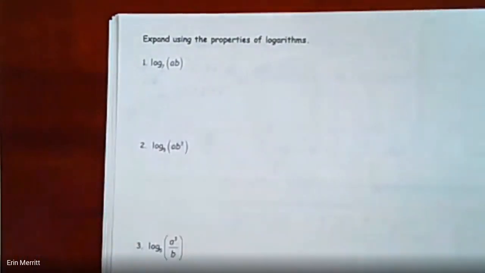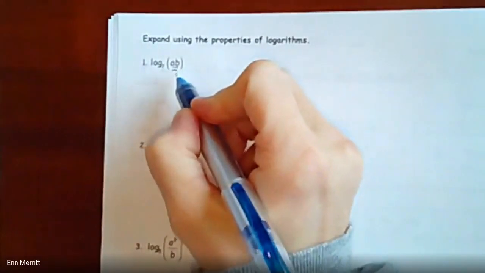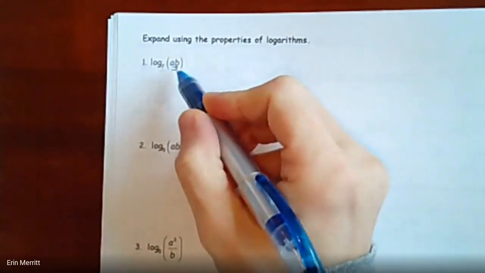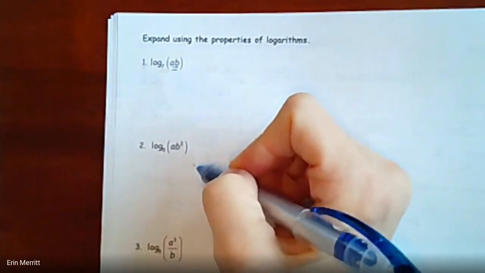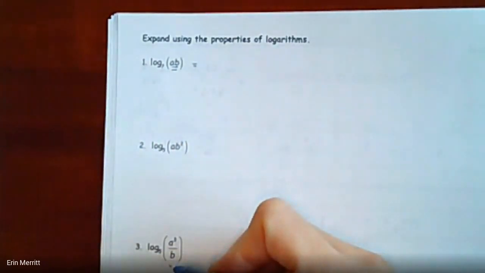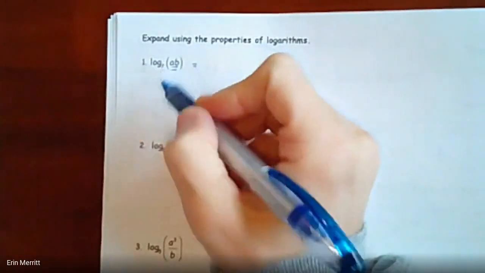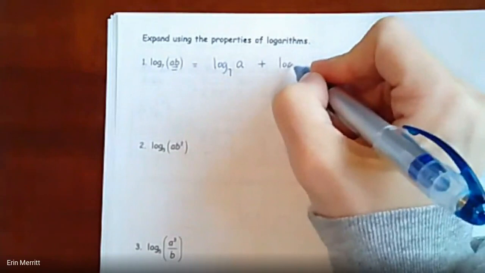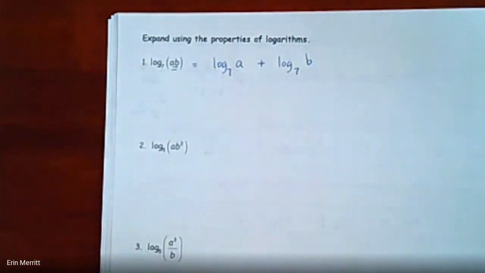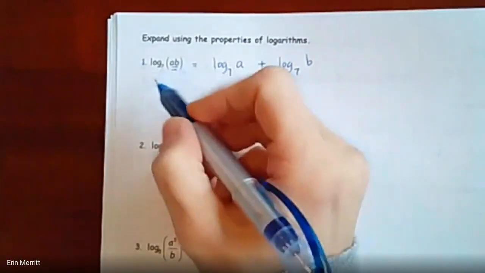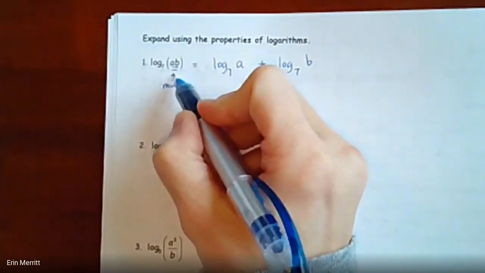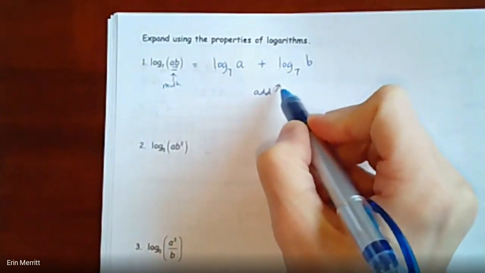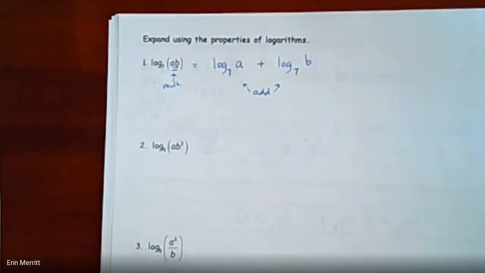So the first one, we have A and B multiplied together. So when you think we're multiplying bases, we would add exponents, means we're going to add the logs. The base is arbitrary. Just keep the base with it. So it would be log base 7 of A plus log base 7 of B. That's it. That's all you have to do. So you're using the rule that when it's multiplication here, it switches to addition over here.